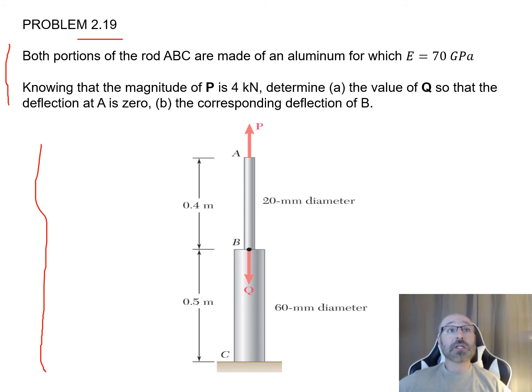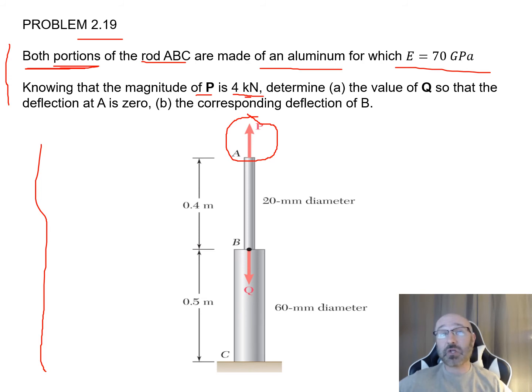So in this one, they tell us both portions, so this lets us know there are 2 different portions of this. Rod A, B, C, they're calling the whole thing, are made of aluminum. The entire thing is made of aluminum and has the same modulus of elasticity for both the top and bottom portions. So that's great there. Now, knowing the magnitude of P, they just tell us P in the word problem, so we need to reference down to our diagram to see what P is. And P is this load that's applied at the top portion here at A. Now, this is given to us as 4 kilonewtons. Pay attention to our units here. It's in kilonewtons, not newtons.